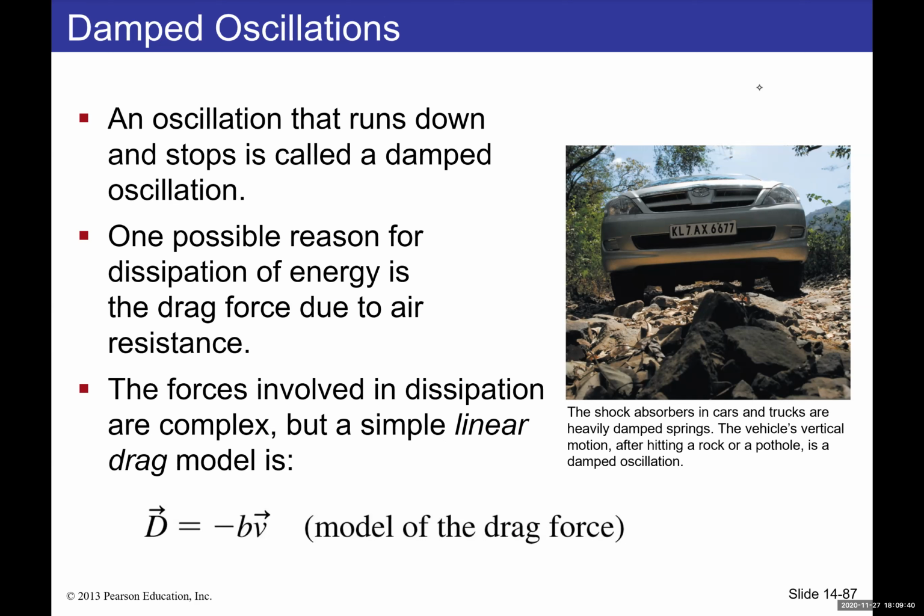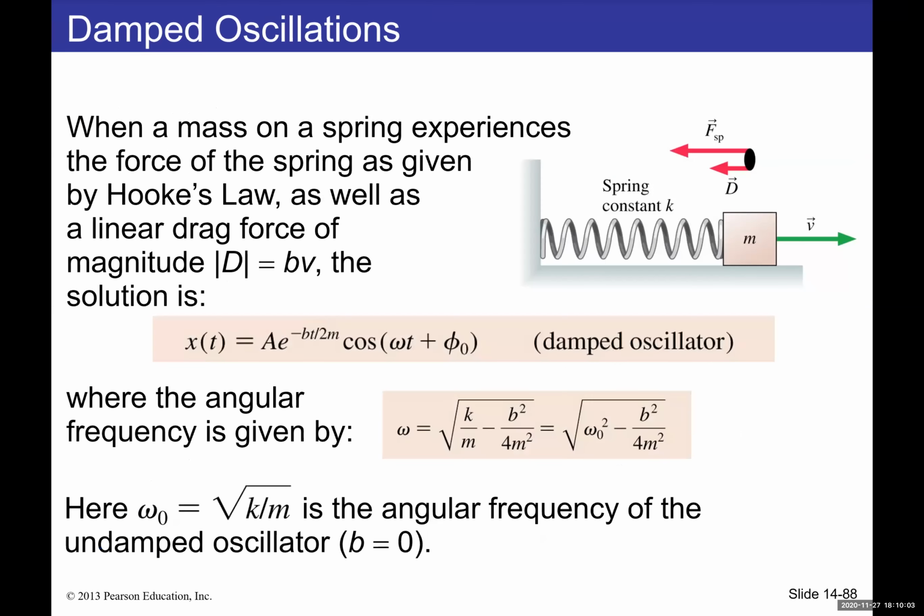One possible reason for dissipation of energy is the drag force due to air resistance, or, let's say, friction and things like that. The forces involved in dissipation are complex, but a simpler linear drag model is where this force D equals negative b times velocity, where b is some kind of constant that we can use. So b times v. This is a model of a drag force.